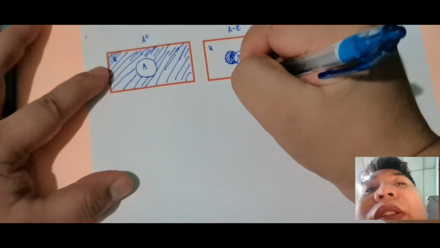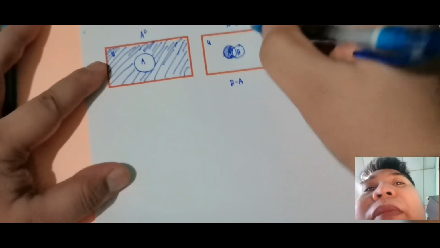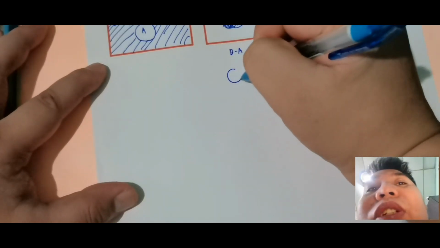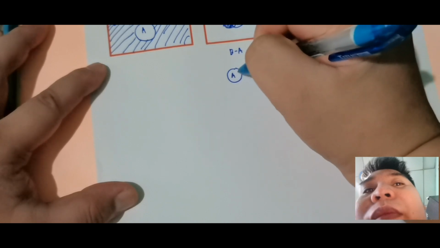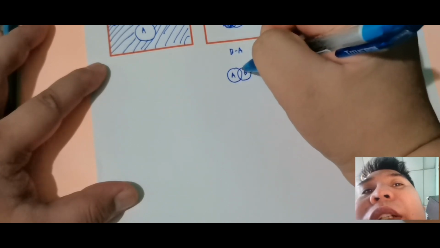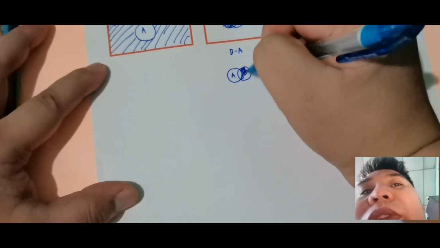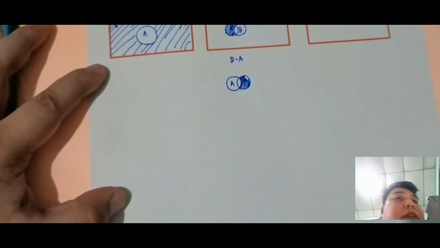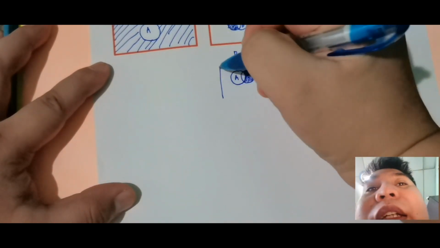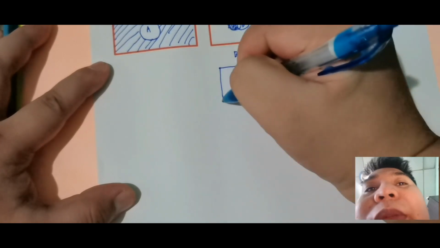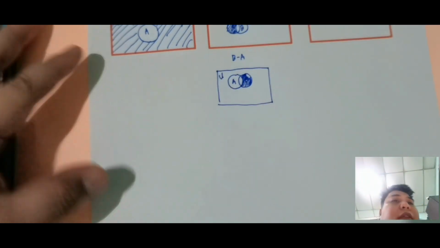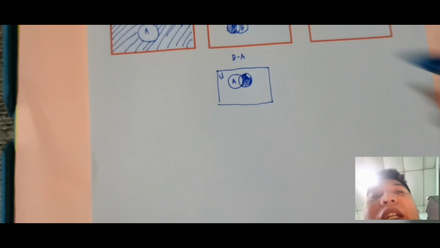Kung mag-drawing naman ako ng B minus A, paano? Kung ganyan din yung position, ito yung A, ito yung B, ang i-shade ko lang ay itong part na to. Pag yan yung B minus A. Lalagyan ko lang dito ng U para magmukha siyang valid. Tandaan yung positioning kasi.